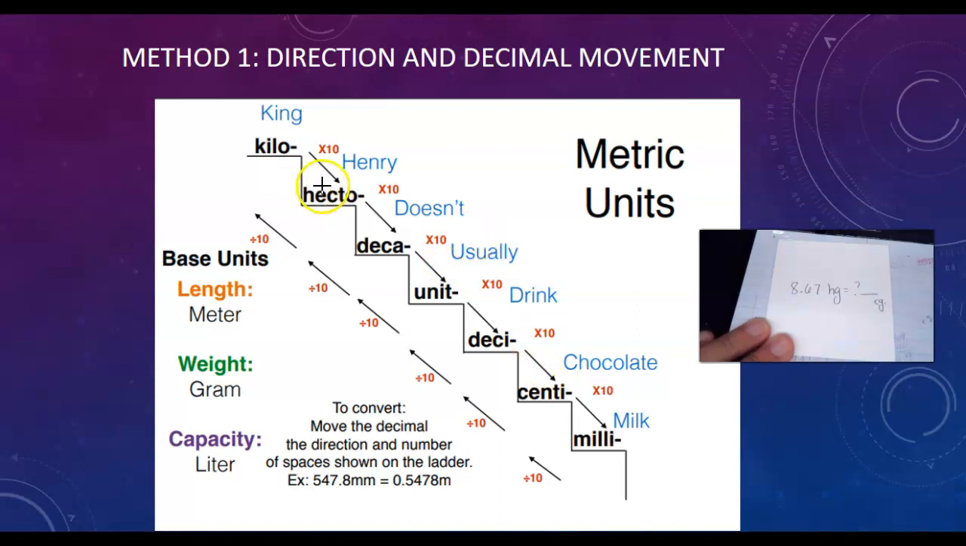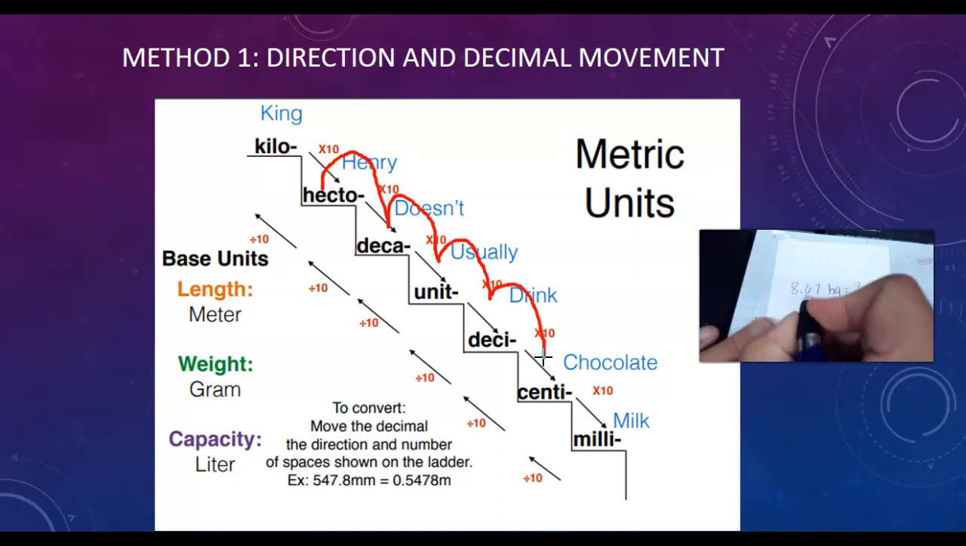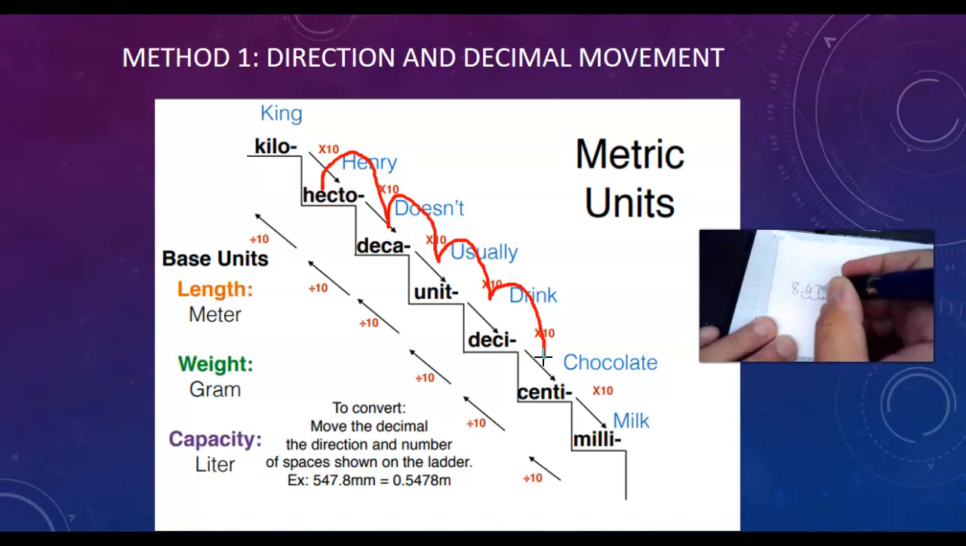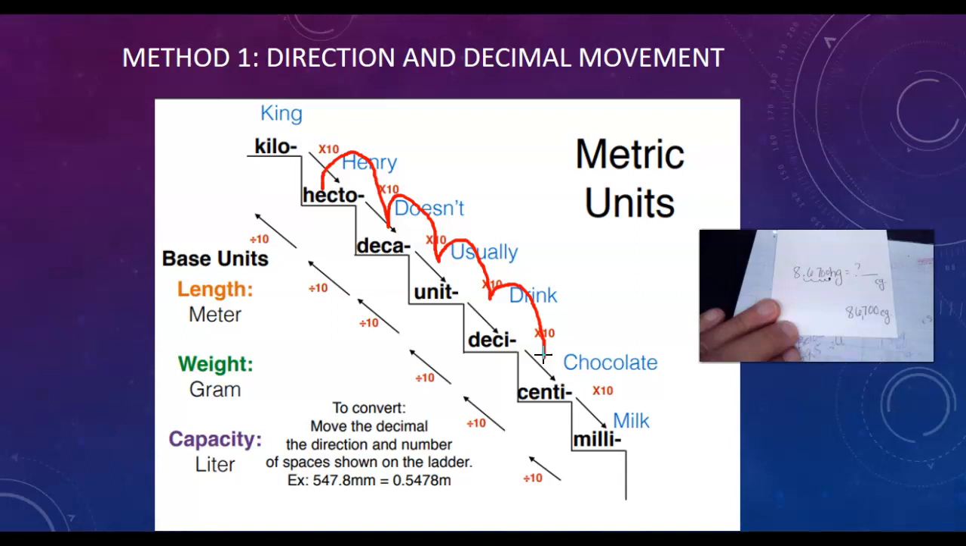So here we started at hectogram, so we're going to go 1, 2, 3, 4 steps. We're moving towards the right, so we would then move this decimal place 4 places to the right. 1, 2, 3, 4. Put your decimal point there and then fill in the zeros. So 8.67 hectograms equals 86,700 centigrams. All right, hopefully that makes sense.